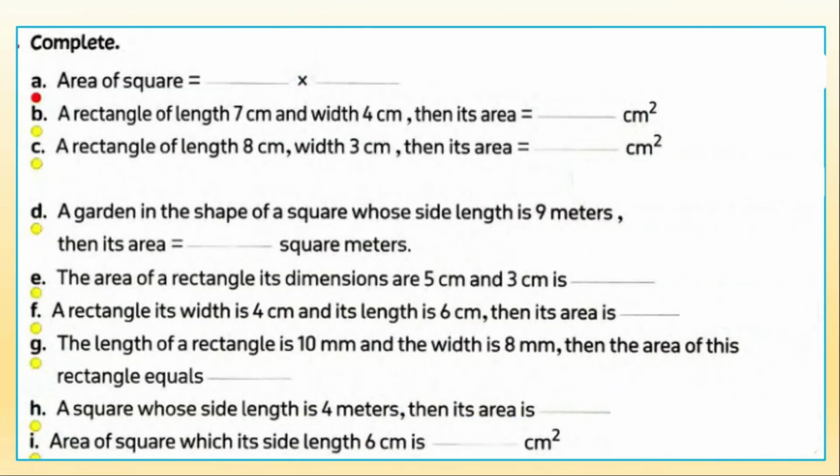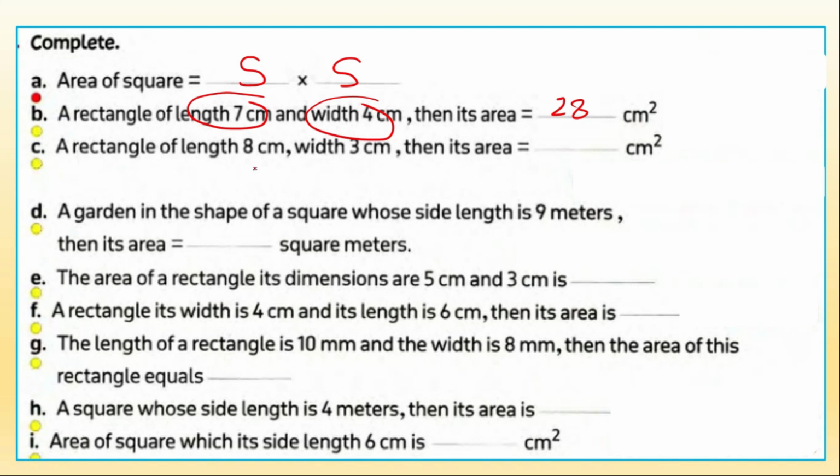The next, complete. Area of a square equals, can you remember? Side times 4 or side times the side? Side times the side, or side times itself. Okay. A rectangle of length 7 centimeter and width 4 centimeter. Then its area: length times width, so equals 7 times 4 equals 28.